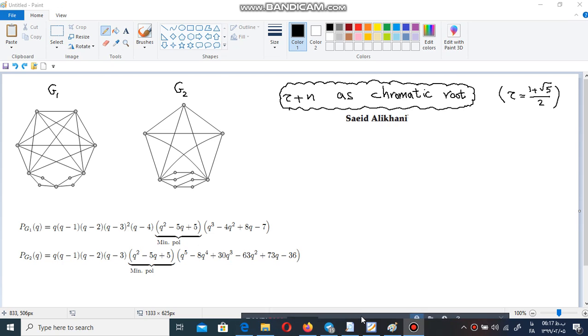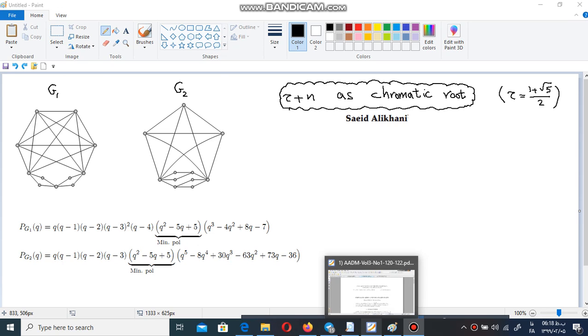Hello everyone. I would like to present about tau plus n as a chromatic root of a graph, where tau is the golden ratio and, as you know, is (1 plus the square root of 5) over 2. Okay, I use some papers here and I will show you some of them.